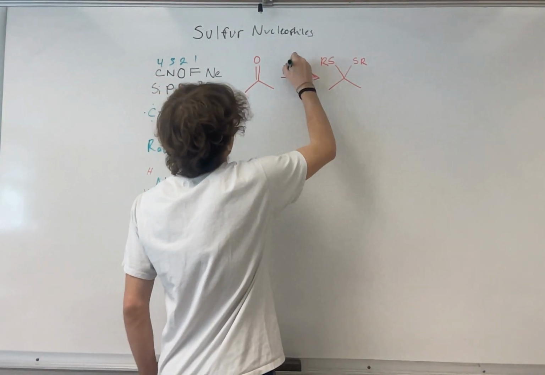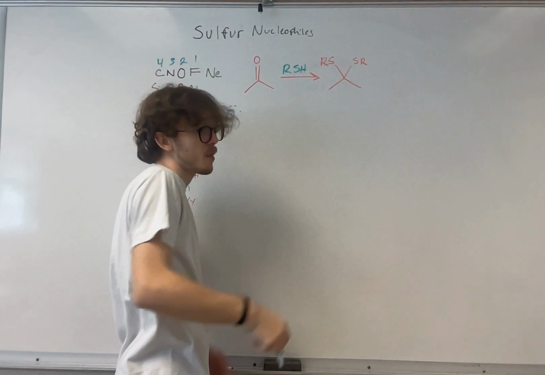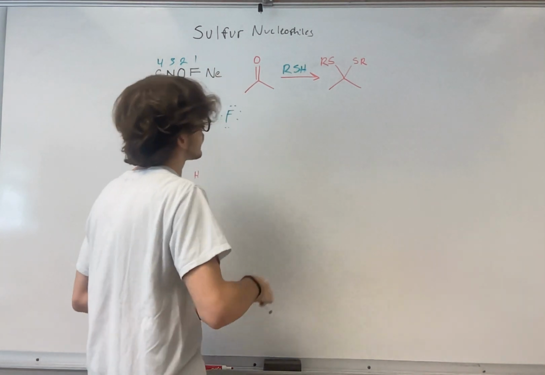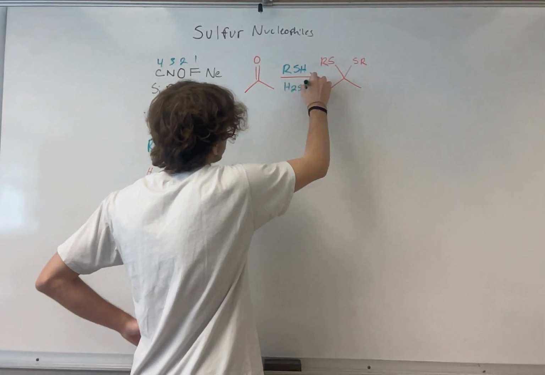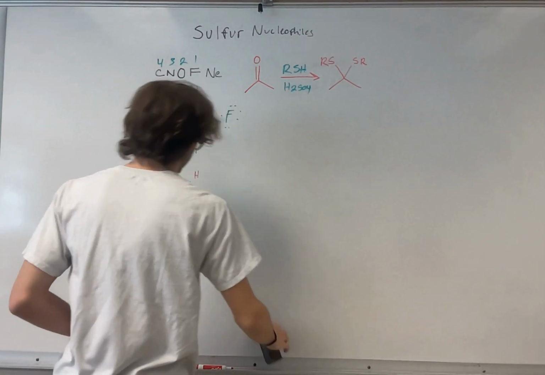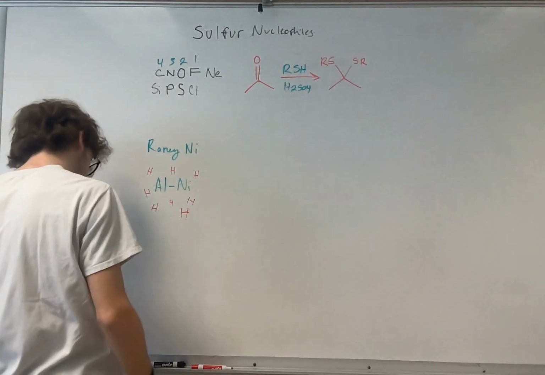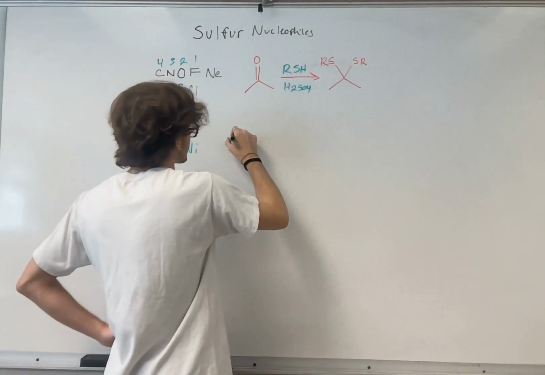So we're going to use RSH, meaning carbon chain, the sulfur, the hydrogen, a thiol, or a mercapto if you're really fancy. And we need to use some sort of acid, so we'll use H2SO4. Okay? And you could also use basic conditions, but I'll show the mechanism in acidic mediums.